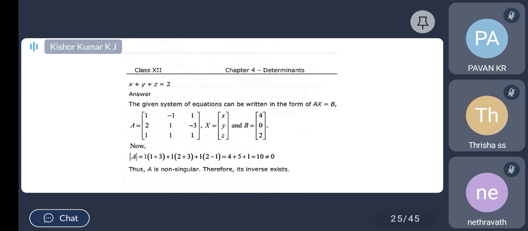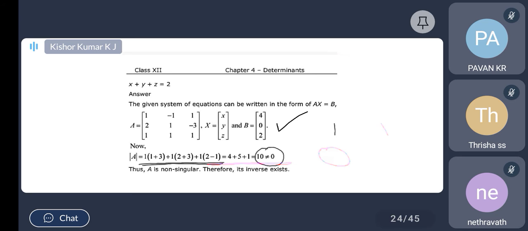So after considering your matrix X, the matrix B will give us 4, 0, 2. That is what we call the constants on the RHS of the equations. So now firstly, I will find the determinant of A. The determinant of A will be found by expanding along R1. We are going to get 10, and obviously we know that 10 is not equal to 0. I hope all of you know how to evaluate this.